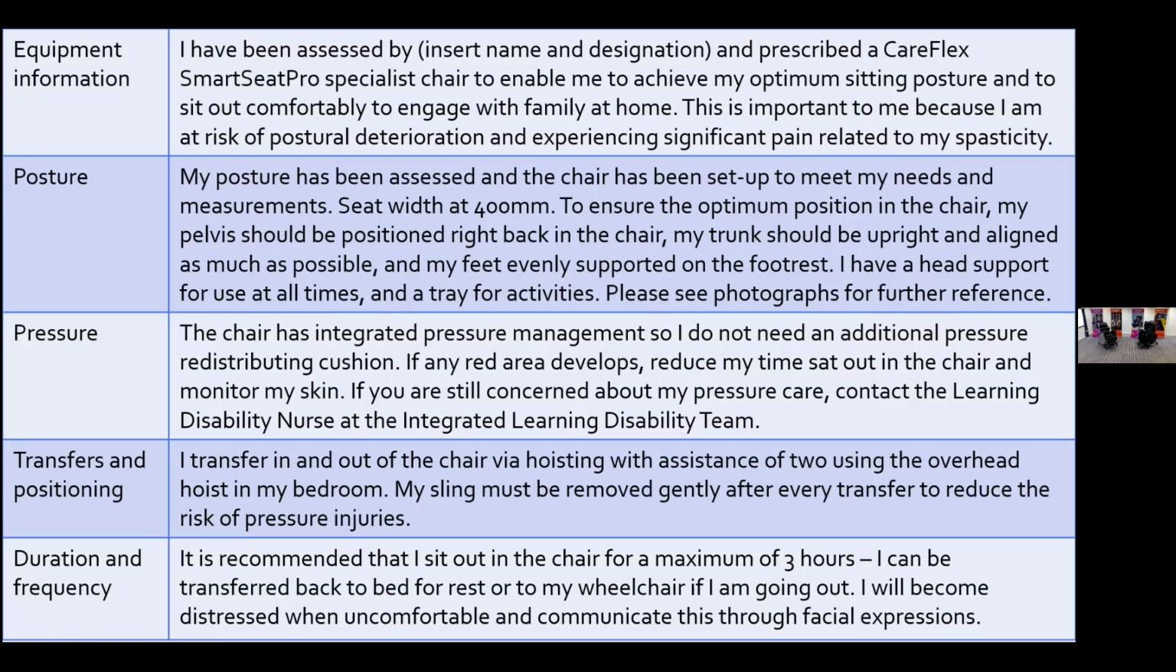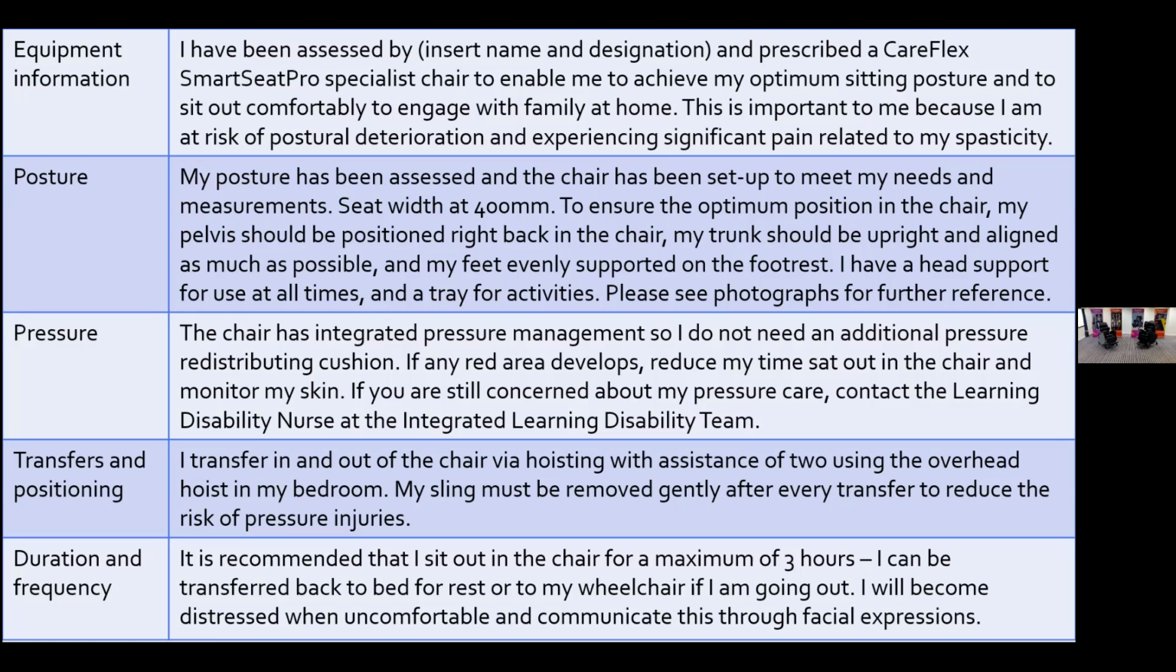I transfer in and out of the chair via hoisting with assistance of two using the overhead hoist in my bedroom. My sling must be removed gently after every transfer to reduce the risk of pressure injuries. It is recommended that I sit out in the chair for a maximum of 3 hours at a time. I can be transferred back to bed for rest or to my wheelchair if I'm going out and about. I will become distressed when uncomfortable, and I communicate this through facial expressions.